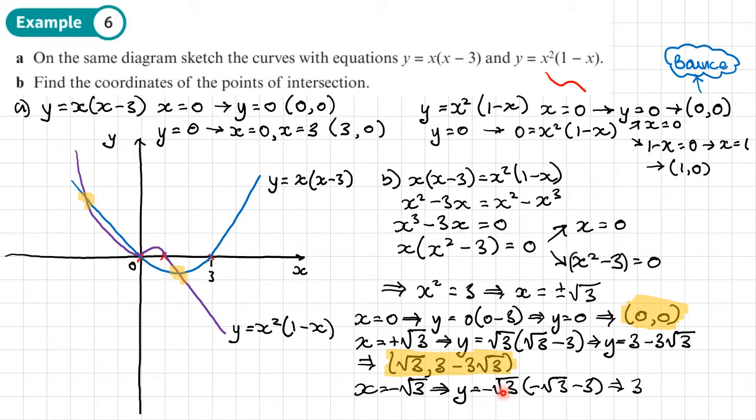And then negative root 3 times negative 3 is going to be plus 3 root 3. So that gives our final coordinate as negative root 3, 3 plus 3 root 3. We'll just highlight that. Now that must be the other coordinate. Can you see the x value is negative, which is what we're expecting, and the y value is positive. So that gives me an indication that I've probably got these right. My sketch is going to help me decide about the signs of the solutions and whether I've got the right signs or not.